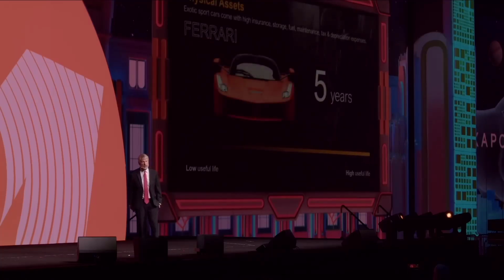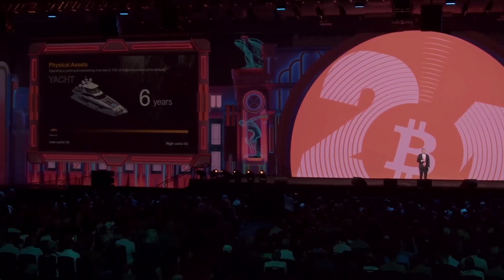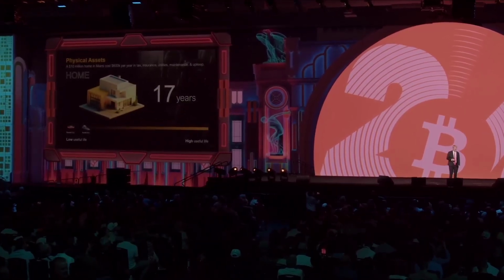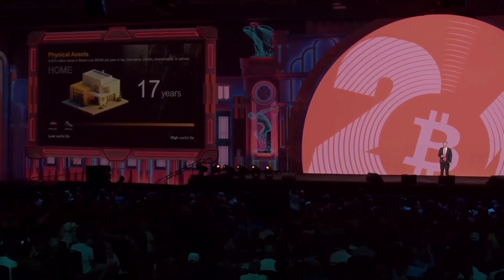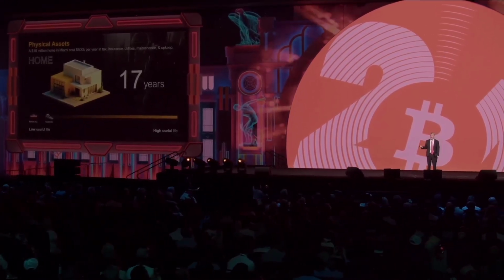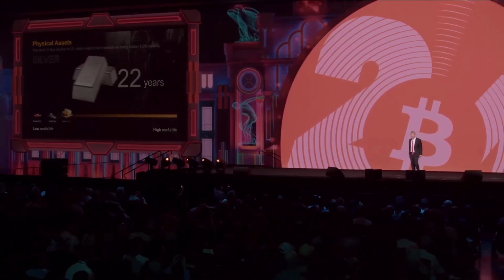Well, here's the physical asset, a Ferrari. Not a good way to keep your money forever, though, because after 5 years, you've spent as much on the insurance and the upkeep and the depreciation as it's worth. Yachts aren't much better. If you spend 10% of your money operating it, you also get hit with depreciation. Don't store your money in yachts. A home in Miami Beach, if you buy a $10 million house, you better come up with $10 million to maintain the house over 17 years. Now you've got no money left.